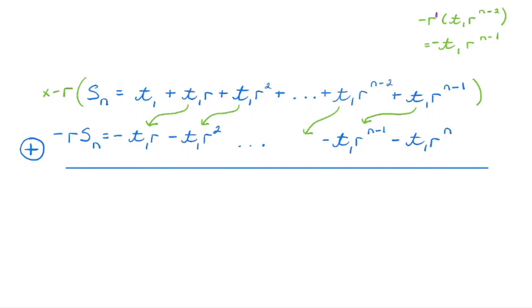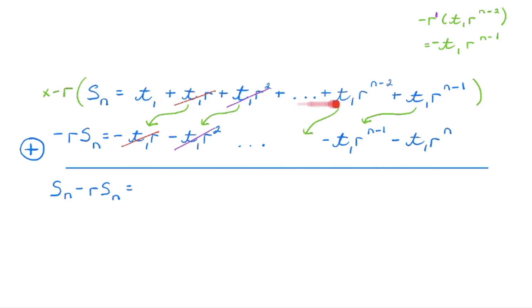So we're going to have s sub n plus negative r times s sub n. So we're just going to have that piece there. And then you're going to notice a lot of these pairs will cancel. So term 1r plus negative term 1r, those are going to zero out. And then we've got term 1r squared, and we have a negative term 1r squared.